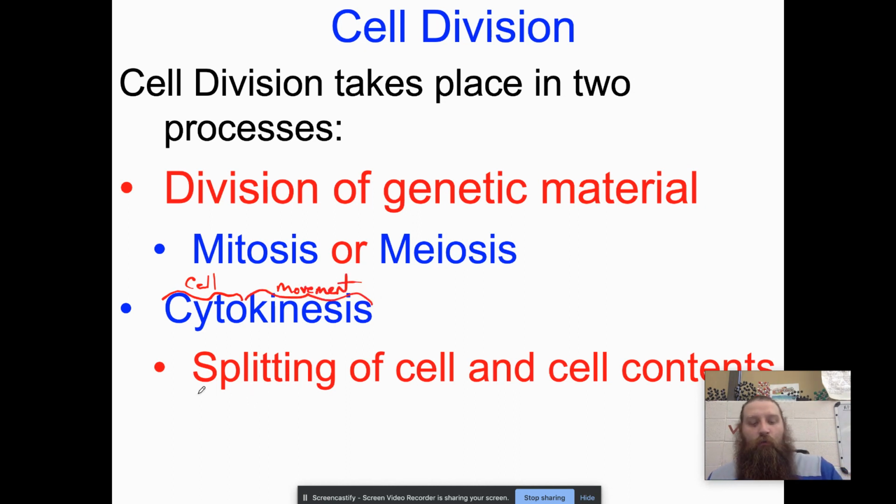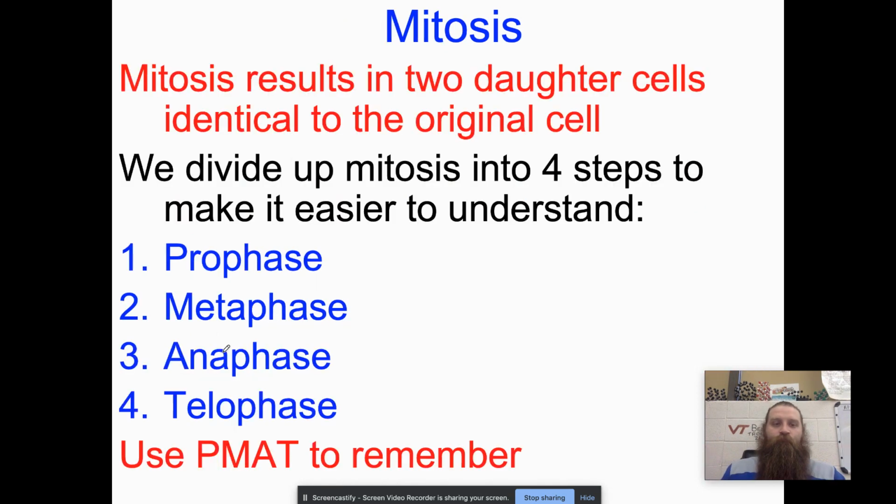Cytokinesis, cell movement. Cyto can also be a prefix for cytoplasm, so you could also think of this as the cytoplasm moving apart. Now, mitosis always results in 2 daughter cells. They're identical to the original cell. This means that they should be clones.